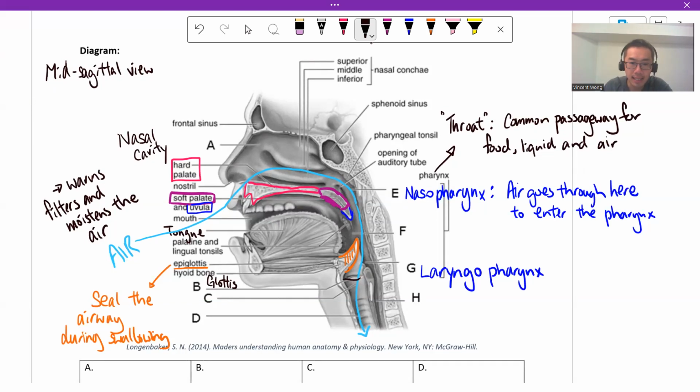And then C is further down. That is the larynx. Larynx is the voice box. That's where your vocal cords are. When the vocal cords vibrate, it creates sound. And finally, we have the trachea. The trachea is also called the windpipe.